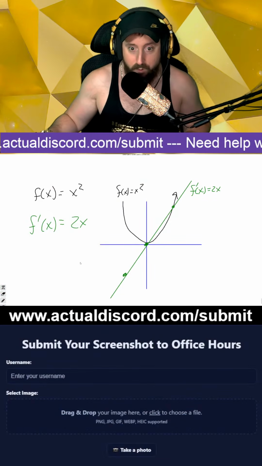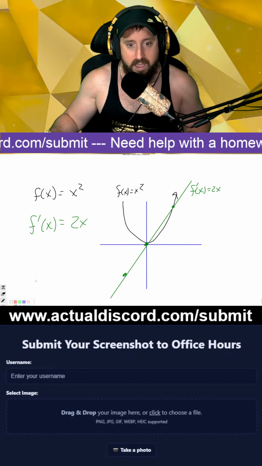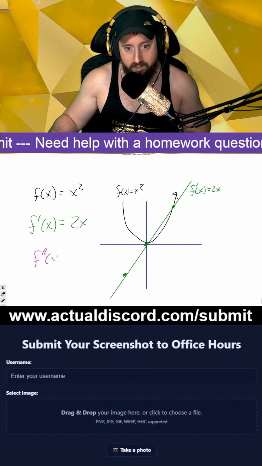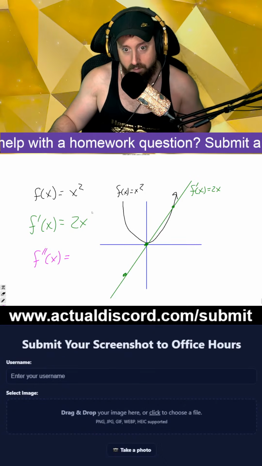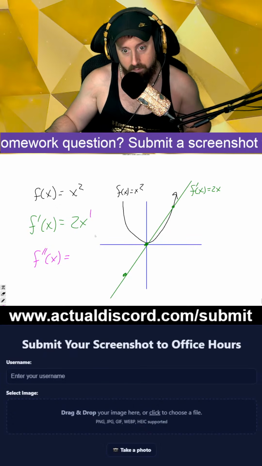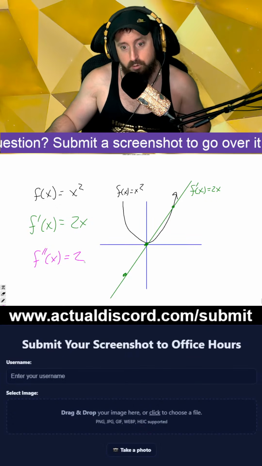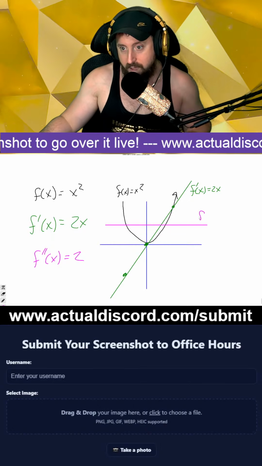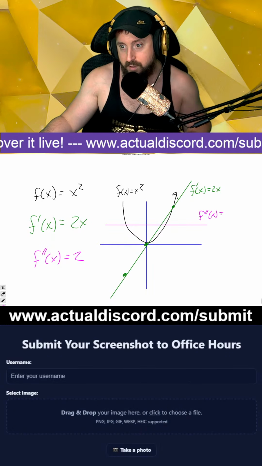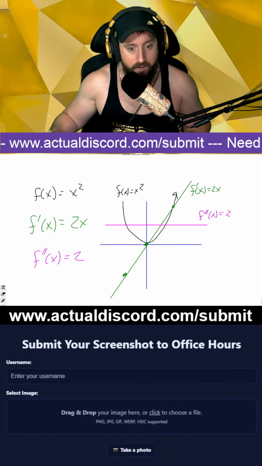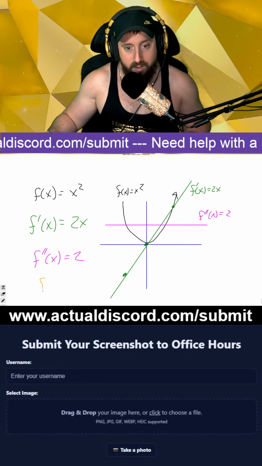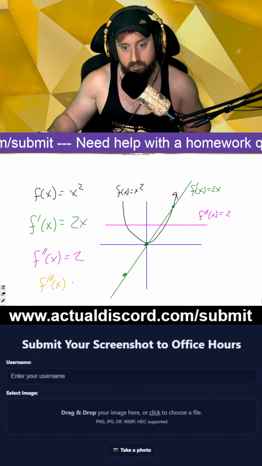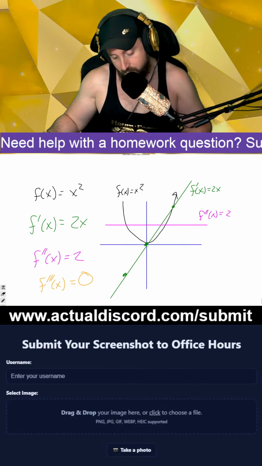Okay, cool. But then here's the cool thing. Watch this. Then f double prime of x, which is the second derivative, again, just drop the power, reduce it by 1. That's just equal to 2, right? And finally, if you got down to f triple prime of x, that would be equal to 0.